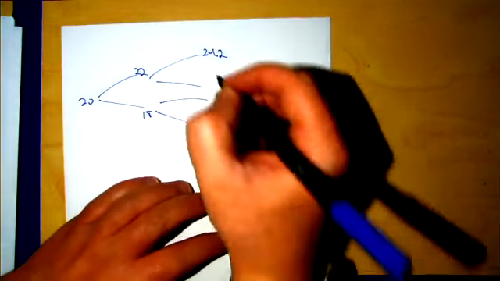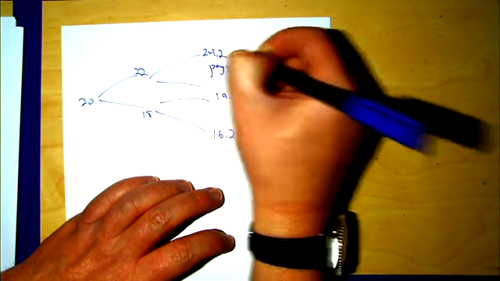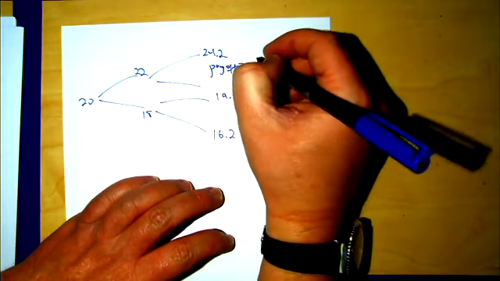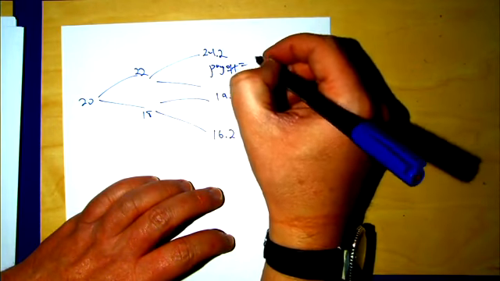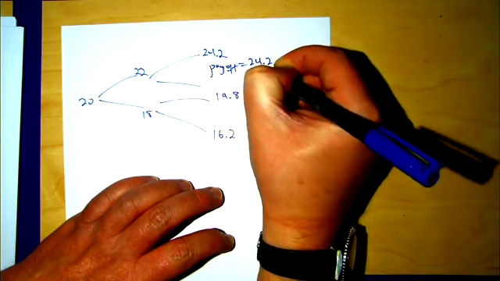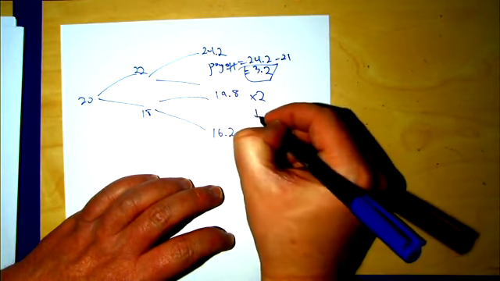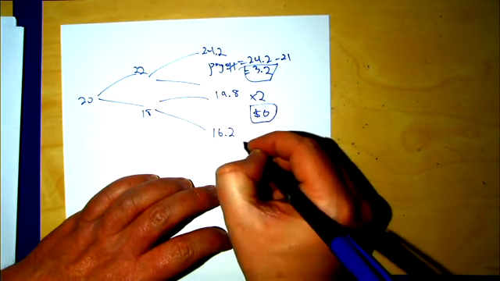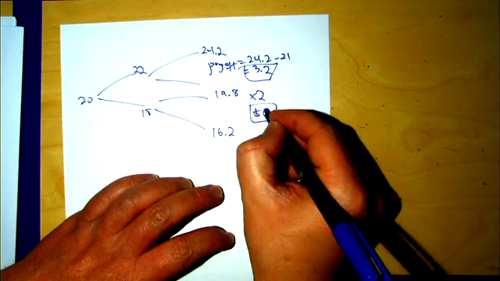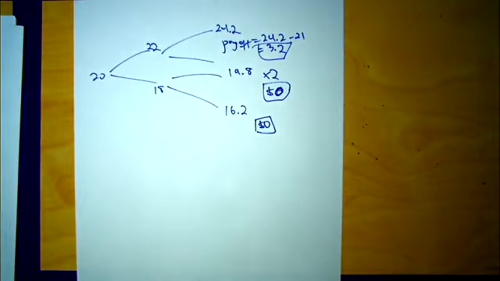So let's work out my payoffs. What's my payoff here? ST minus X. 24.2 minus 21, my payoff is $3.20. Here my payoff is $0. Don't exercise the option. And here the payoff is also $0. I don't exercise the option.